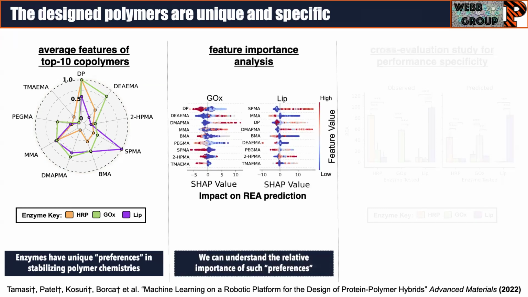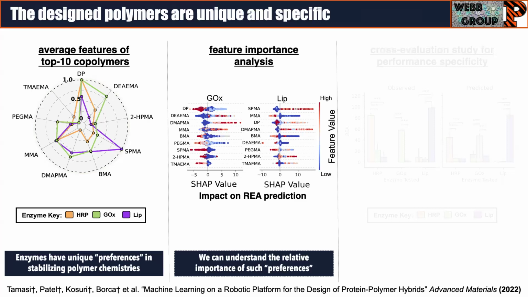We can also examine, now these are the things that are found in the top 10 copolymers for each. We can also understand to what extent each of those features is important for driving the stabilization. So it's not telling us how, it's just telling us which ones are or are not. These are organized from top to bottom in terms of what's most important versus least important. And when you see red dots, that means that it's a high feature value.